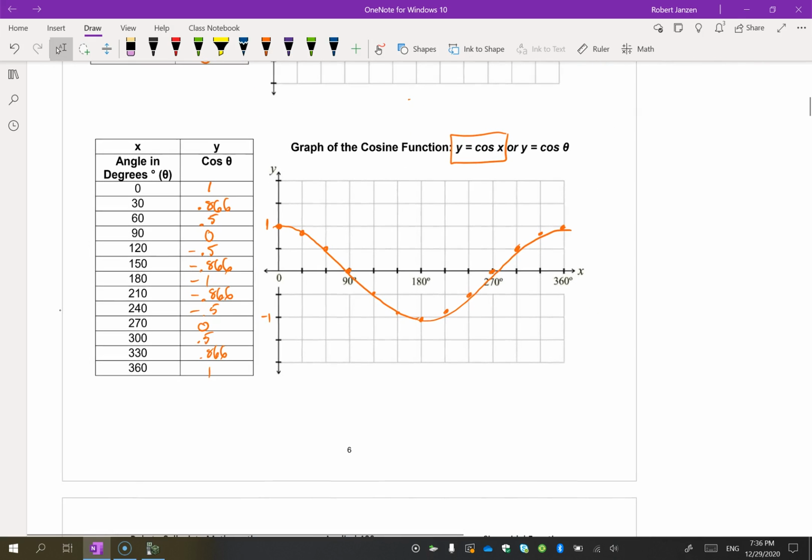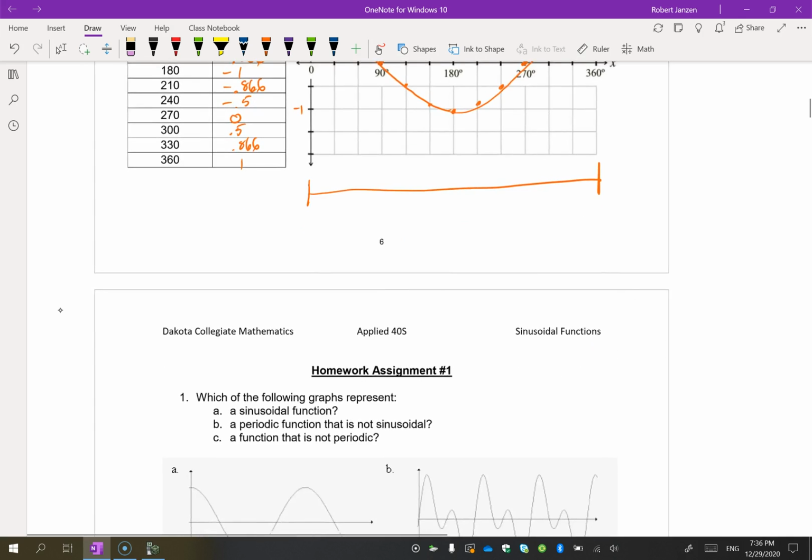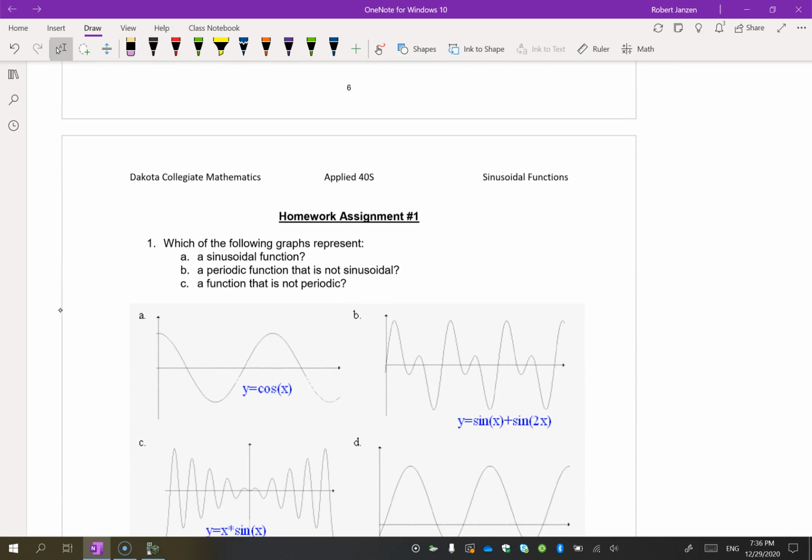We'll spend lots of time speaking about the characteristics of that, but for now, let's understand that this is a periodic graph. And we call it a sinusoidal graph because this graph will repeat itself over and over and over again. Okay, so go ahead and try this homework assignment, and we will continue with this next lesson.